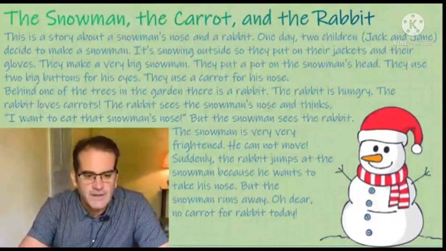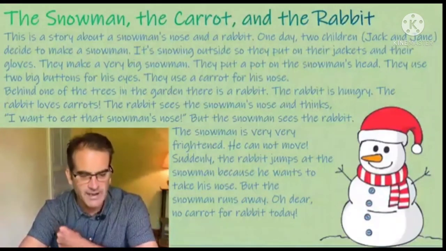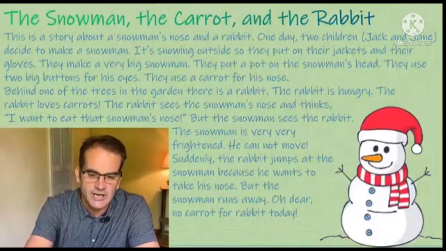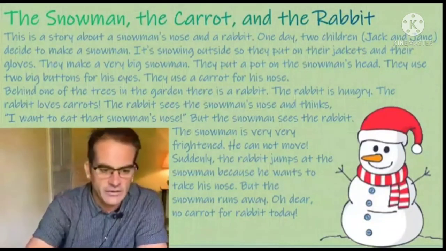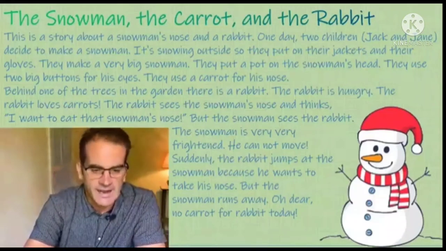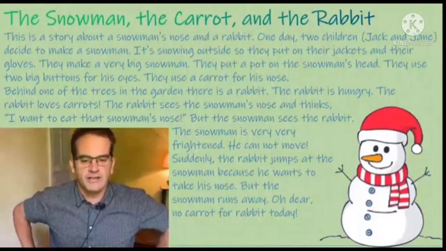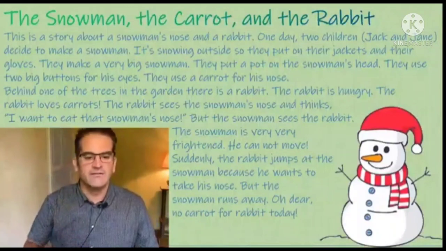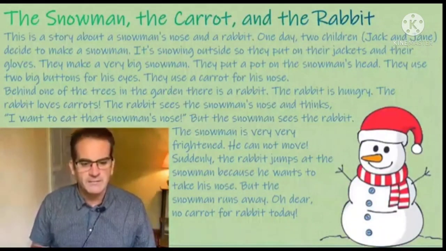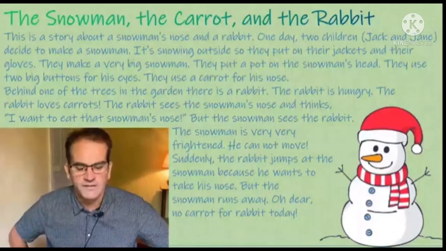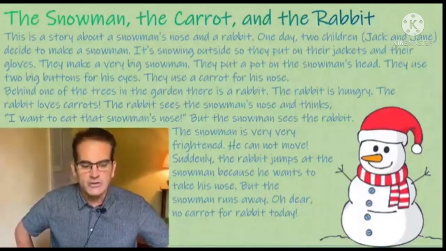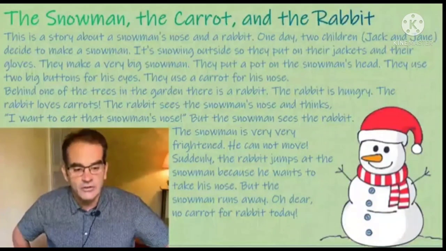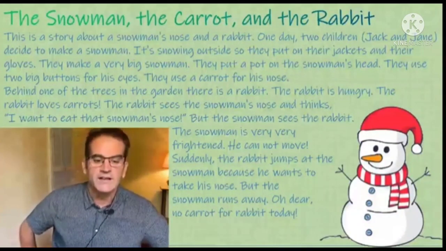This is a story about a snowman's nose and a rabbit. One day, two children, Jack and Jane, decide to make a snowman. It's snowing outside, so they put on their jackets and their gloves. They make a very big snowman. They put a pot on the snowman's head. They use two big buttons for his eyes. They use a carrot for his nose.